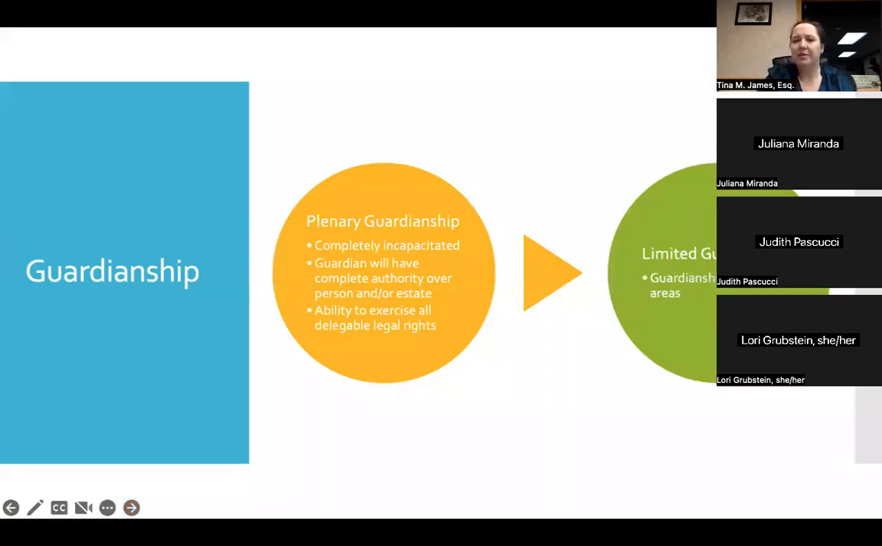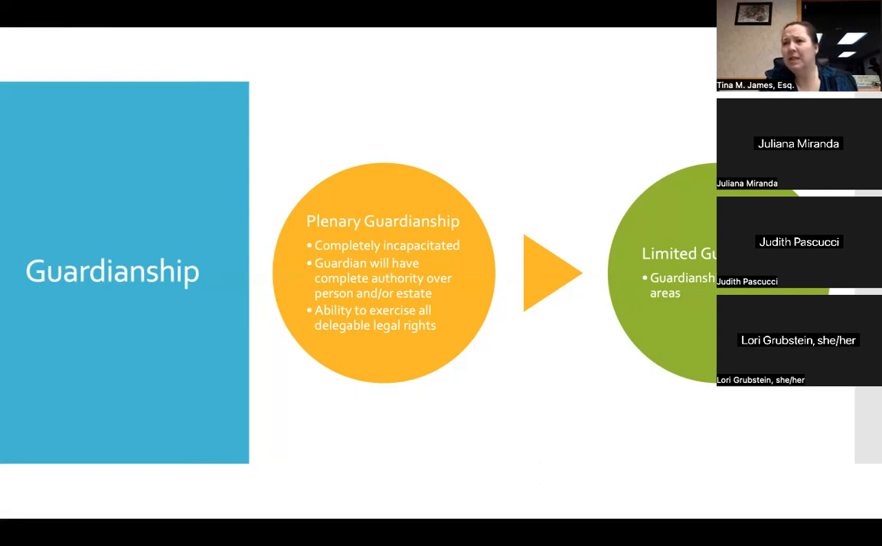The other way guardianship is divided up, and this is important to know, is what's called plenary guardianship and limited guardianship. Plenary guardianship means they're completely incapacitated in all areas, right? So this means the financial, the medical, the legal decision making, over their education. So the guardian will have complete authority over those and the ability to exercise all of those delegable legal rights, right? So all the rights that that person has with those decision making. Now, a limited guardianship is a guardianship in just some of those areas.